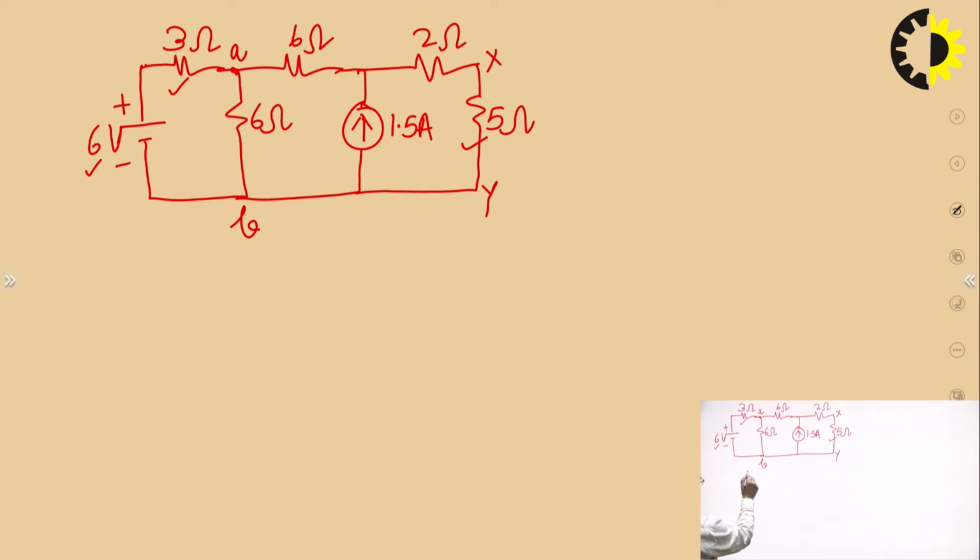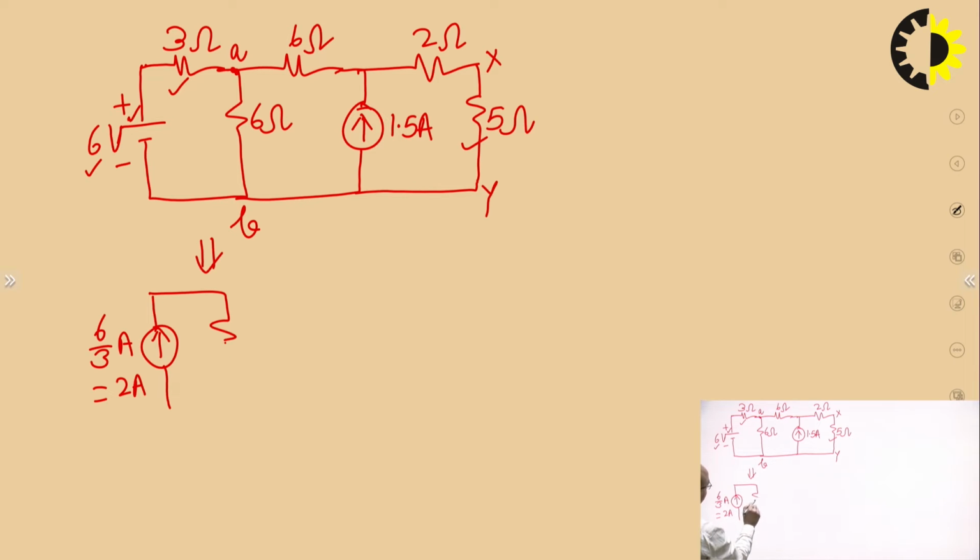If we convert it to the current source, it will become like this: a current source with the current 6 by 3 ampere. Since 6 volt is the voltage of the voltage source and 3 ohm is the internal resistance in series with the voltage source, the current source will be having a current of 6 by 3 ampere, that is 2 ampere, and this arrow will be upward, since positive terminal of the voltage source is upward, and 3 ohm will be now connected in parallel with the current source, and these terminals are again A and B.